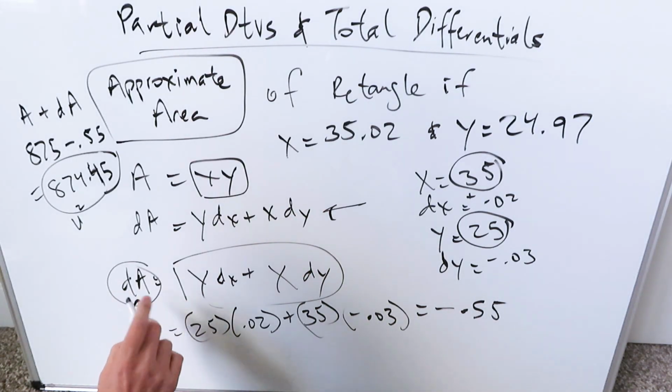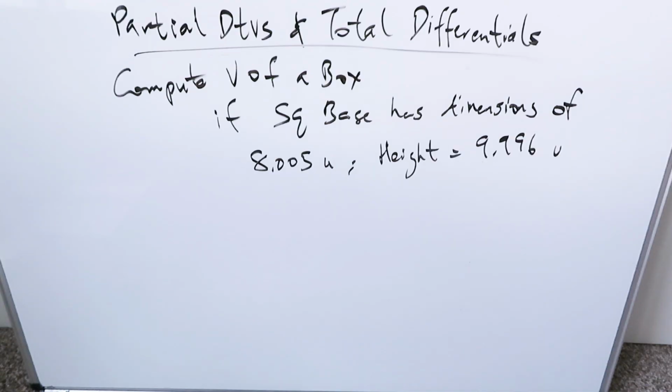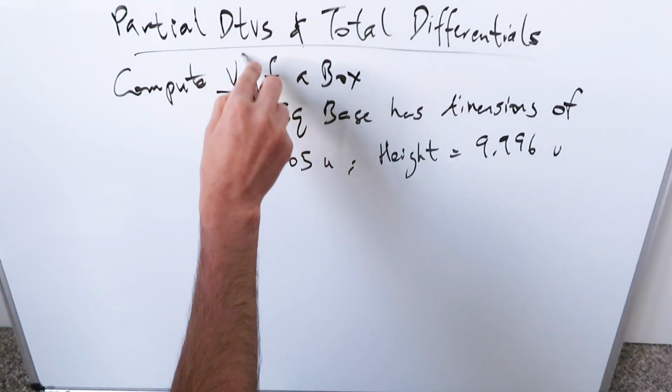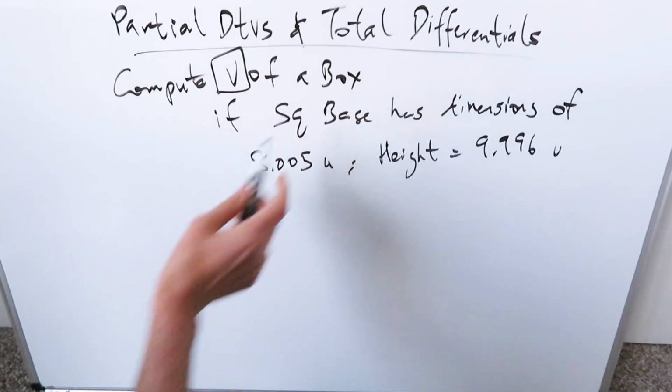This right here is your total differential. We'll be looking at multiple examples, and we'll work our way up. Look at this example. We have to compute the approximate volume of a box. This box will be a three-dimensional solid.